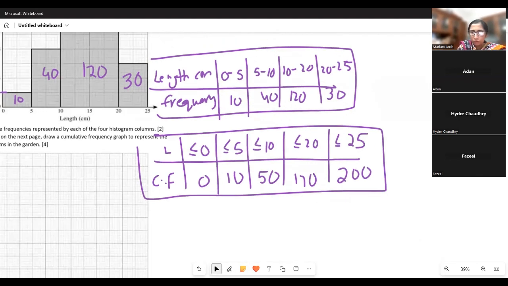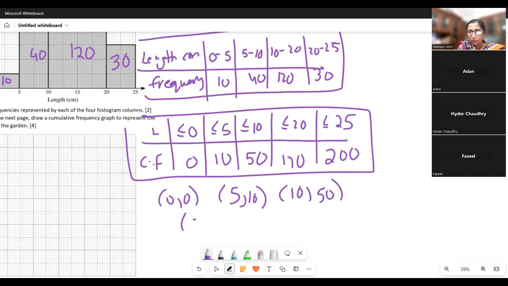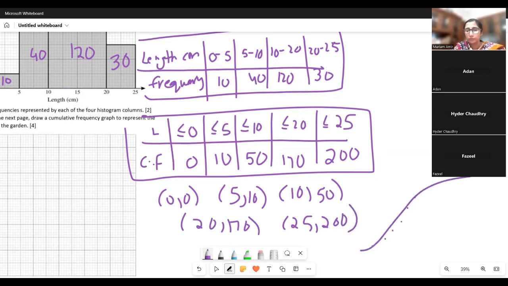Now, I'm not going to draw the cumulative frequency. We discussed this plenty of times in the previous worksheet. Okay, 0, 0 is going to be a point, 5, 10, 10, 50, 20, 170 और 25, 200. इन सबको प्लॉट करेंगे और फिर एक स्मूथ कर्व से ज्वाइन कर लेंगे तो we'll get the cumulative frequency graph.